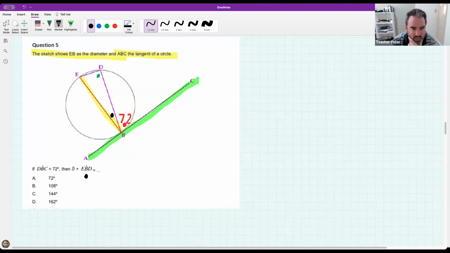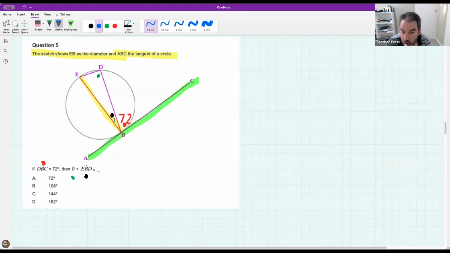So the black dot is the EBD. The D is the green dot. And DBC is 72. Which of the four options do you think is correct for green plus black dot? Yeah, what is your question? I think so, because it is on a straight line. Yeah, we can just say 180 minus 72, and then that will give us 108.